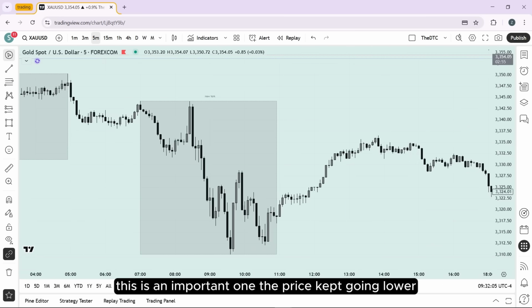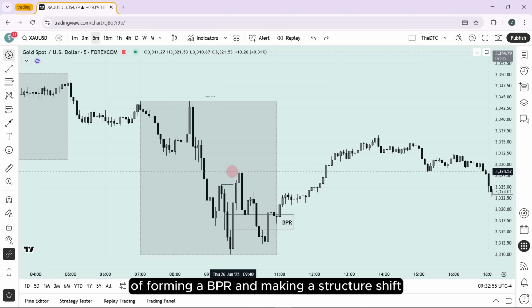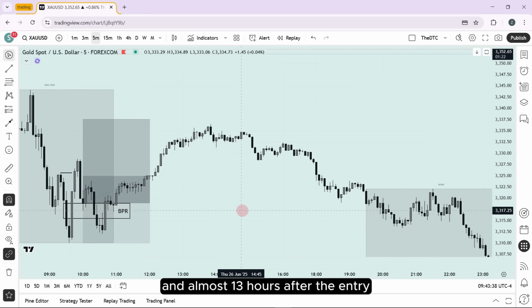This is an important one. The price kept going lower. At last, almost at the end of the session, it changed its direction and also fulfilled our two entry conditions of forming a BPR and making a structure shift. Similar to other trades, we will put the stop loss at the recent low and TP at 1 to 2 risk to reward ratio. Now, this trade almost reached the TP, but then it started ranging, and almost 13 hours after the entry, it went on to hit the SL.